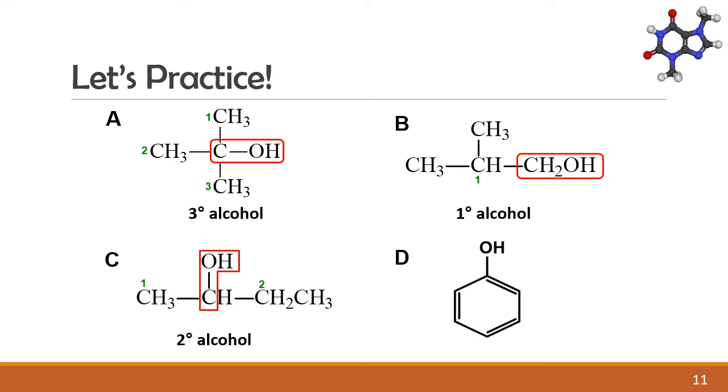Finally, in D, we have a benzene ring with a hydroxyl group. In Module 12, we learned that this compound is called phenol. Phenol is actually a type of alcohol. Now let's identify the carbon bonded to OH, which is this carbon. There are two carbons bonded to it, which makes phenol a secondary alcohol.